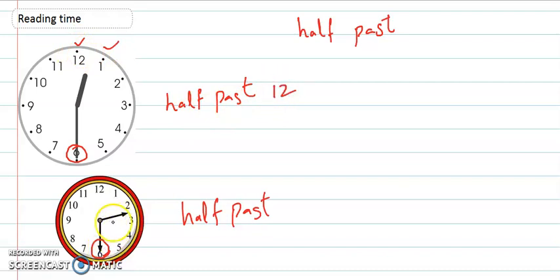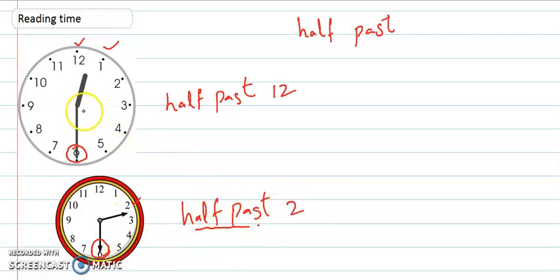And here the hour hand is between 2 and 3. So you have to go to the smaller number. When you are using the vocabulary word half past, you will go to the smaller word. So the smaller word is 2. So you will say half past 2.